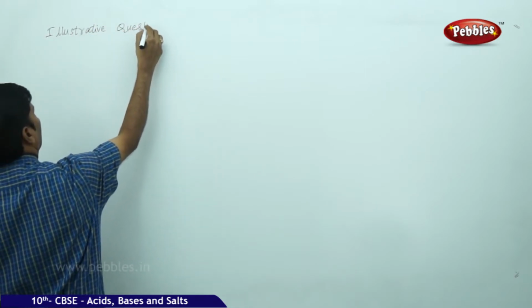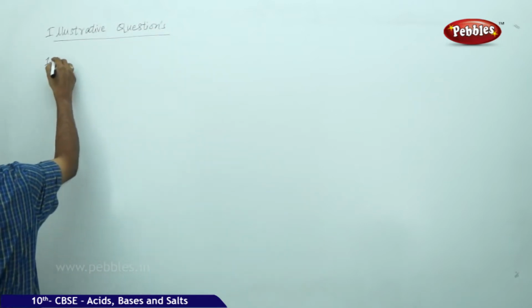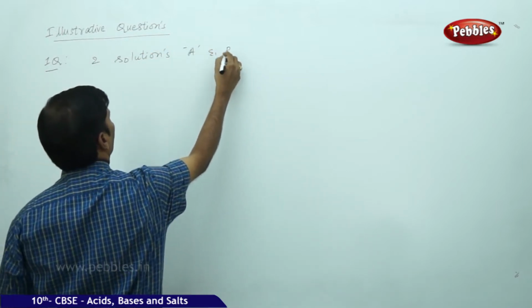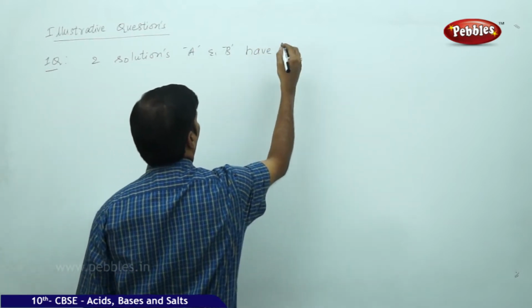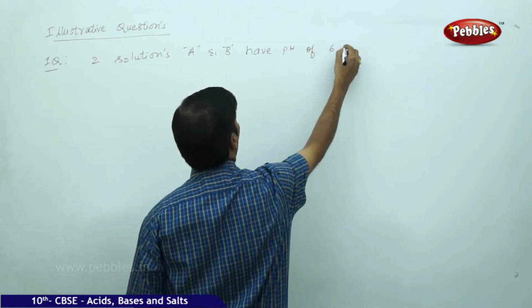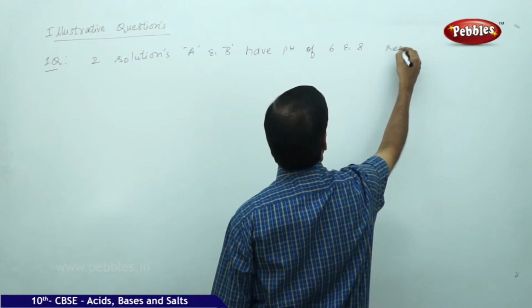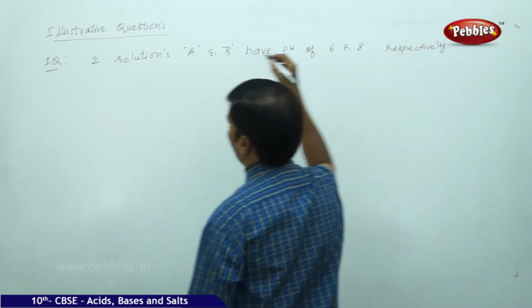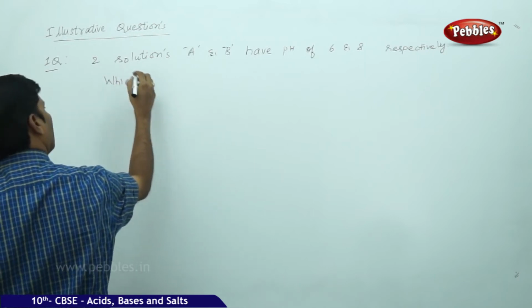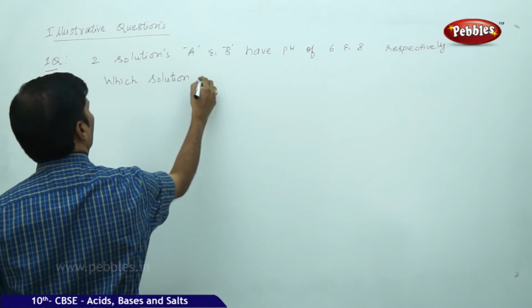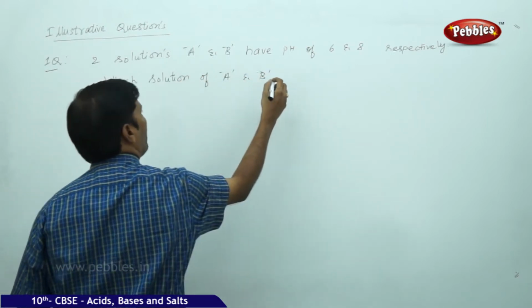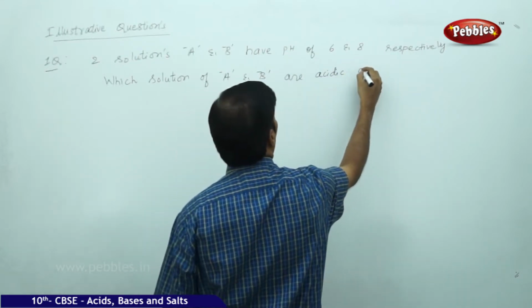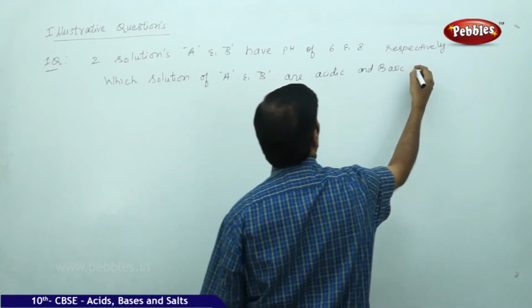Illustrative questions. First question: two solutions A and B have pH of 6 and 8 respectively. Which solution of A and B is acidic and basic respectively?